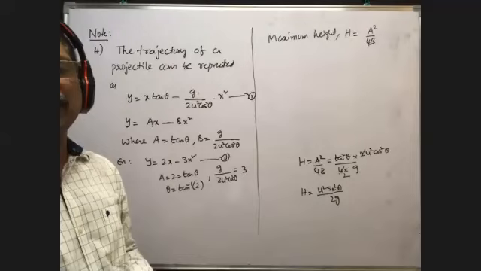Tan alpha is equal to vy by vx. Vy means u sin theta minus gt. Vx means u cos theta. I already said this in the theory part. So here tan alpha is equal to this one.